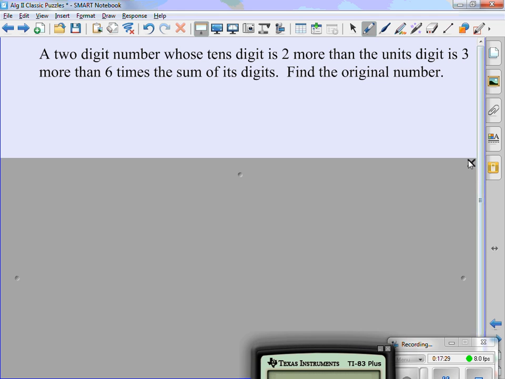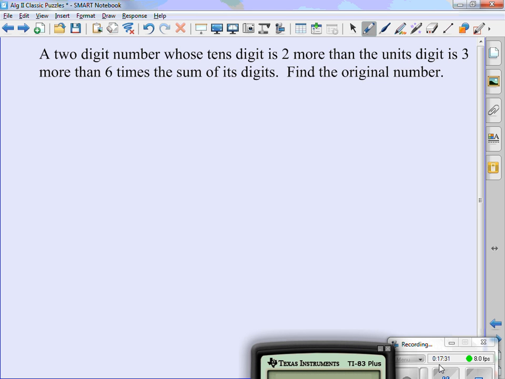Here's another one. A 2-digit number whose tens digit is 2 more than the units digit is 3 more than 6 times the sum of its digits. Find the original number. The 2-digit number I'm going to call xy. What's the tens digit? x or the y? x. So x equals 2 more than the units digit. So y plus 2.